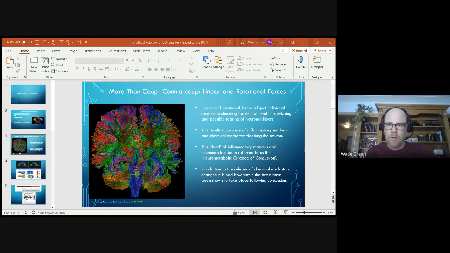So when we have that initial shearing, or rotation of the neuron, right? That essentially results in an inflammatory cascade, right? And we have these chemical mediators that essentially start flooding the neuron. All right. So this metabolic flood, so to speak, is often referred to as the neurometabolic cascade of concussion. And this is actually the component of concussion that we understand the least.